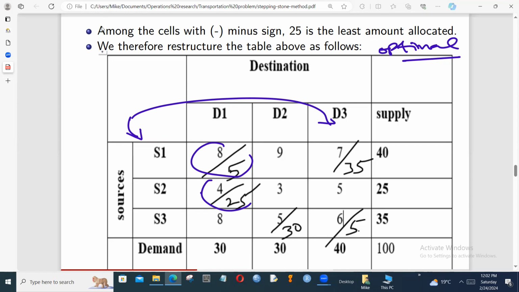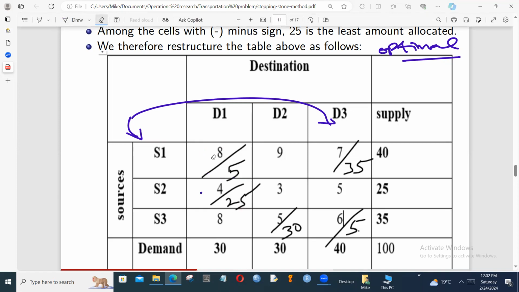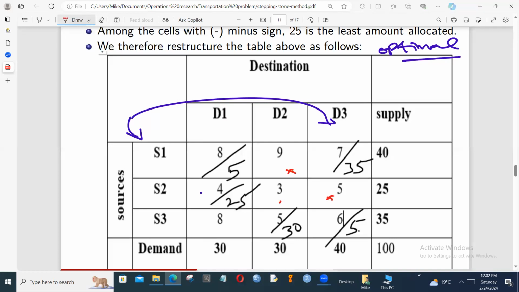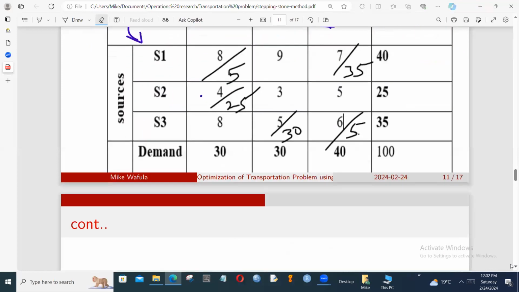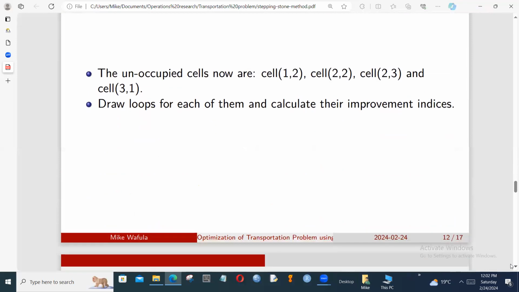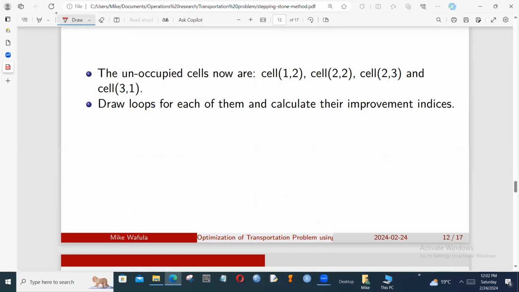So before we even do that summation, we again identify the cells that are unallocated. There are still 4 unallocated cells, and the other cells are allocated. So we begin again drawing loops and calculating the improvement indices for each, as we have done before. We begin with the first cell, 1, 2.